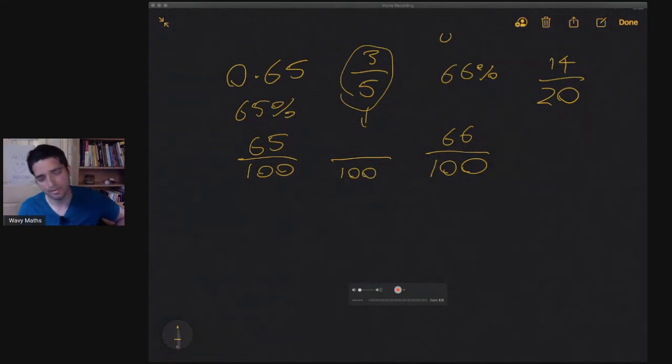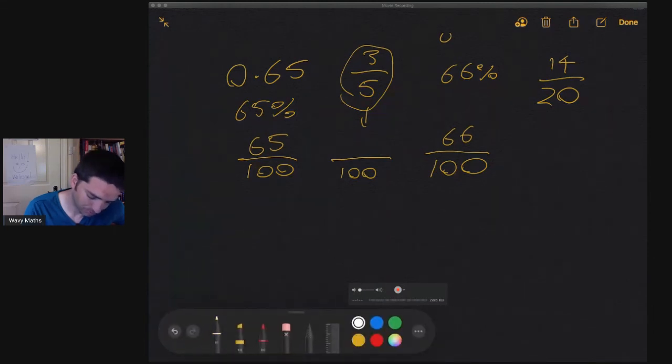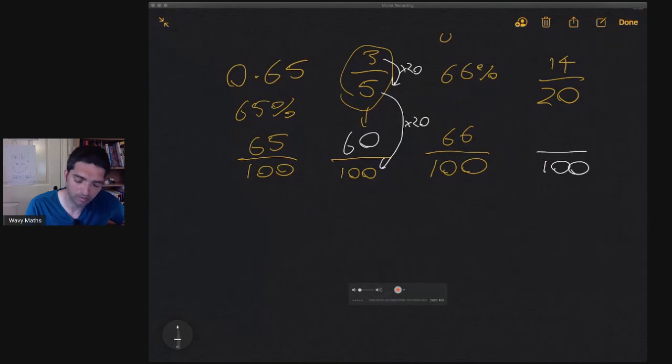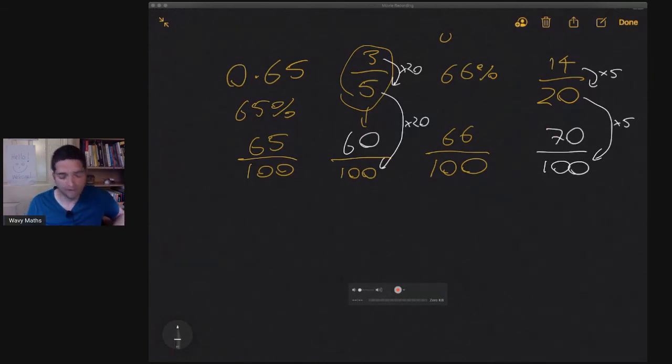So 3/5, well, 5 times 20 gives us 100. That's times 20. So we need to also times the 3 by 20. So we get 60, okay, so you can see it's close to the others. And then the same with this one, it's 20 on the bottom. So to make that 100, we're just going to times by 5. So we're going to need to do 14 times 5. Well, 10 times 5 is 50. 4 times 5 is 20. That's going to be 70. So we've converted them all into fractions out of 100, which is just like percentages basically.